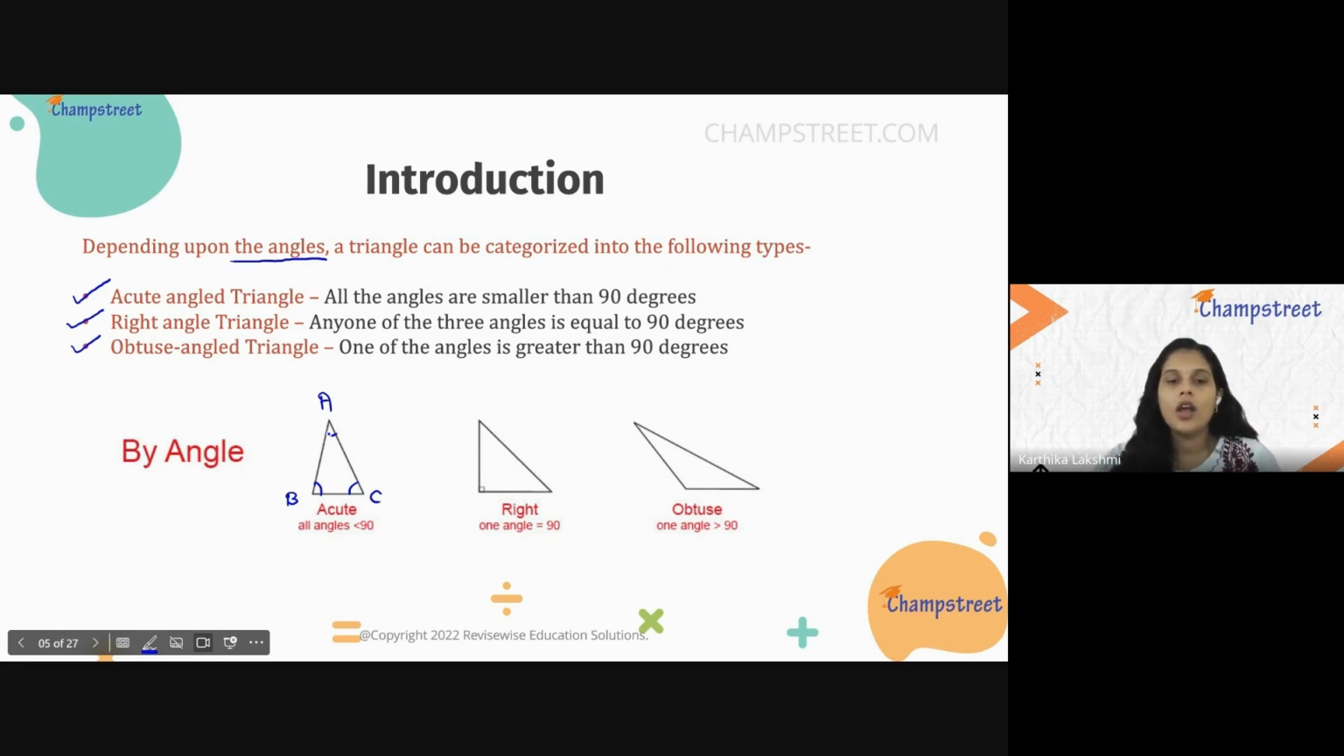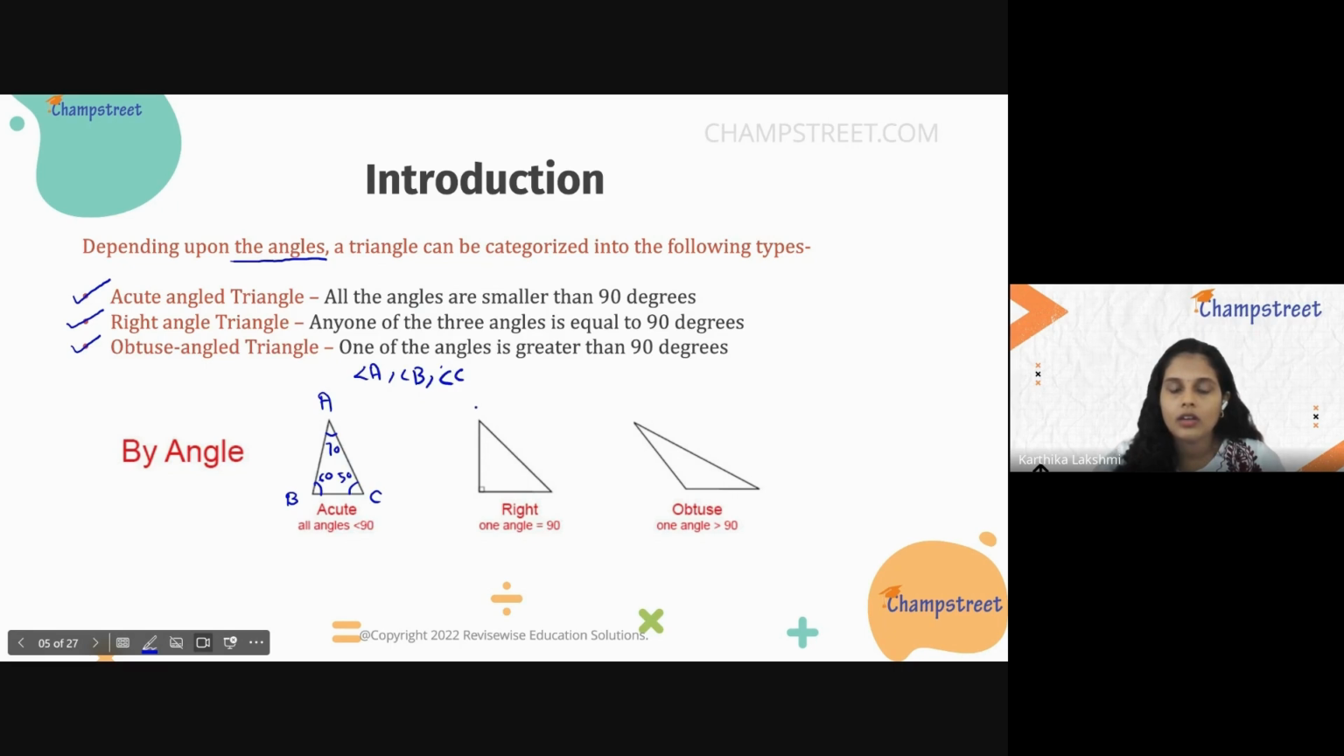All the three angles, angle A, angle B, and angle C, will be less than 90 degree. Okay. Smaller than 90 degree. Maybe as you can see, this is 70, this is 60, and this is 50. Okay. This is an acute angle triangle. All the three angles are less than 90 degree. Got it? And second one is right angle triangle. Any one of the three angles is equal to 90 degree.